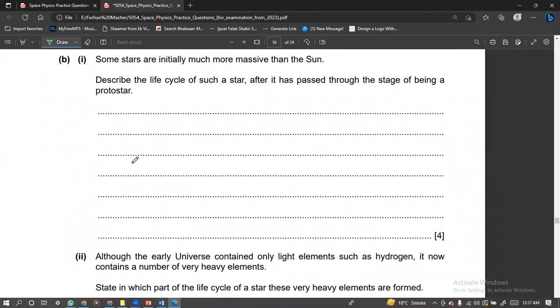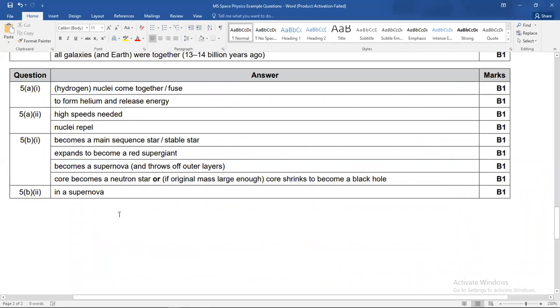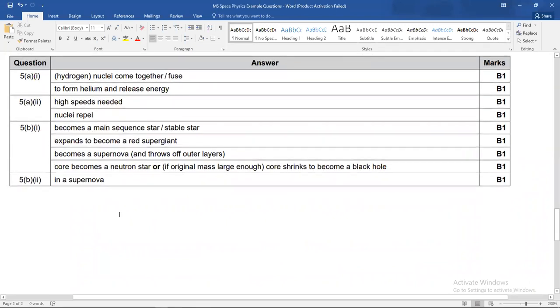Okay. Let's have a look at the marking scheme. That answer was only worth 4 marks, and I have read that answer from two different sources. So what does the marking scheme want? The marking scheme says: becomes a main sequence star, which is a stable star, expands to become a red supergiant, and then becomes a supernova and throws off outer layers, and the core becomes a neutron star, or if the original mass is large enough, the core shrinks to become a black hole. So this is my answer.